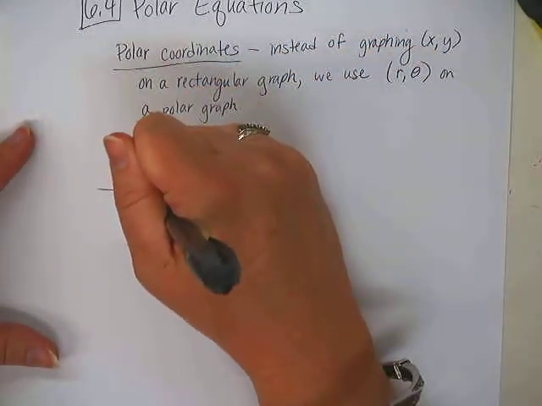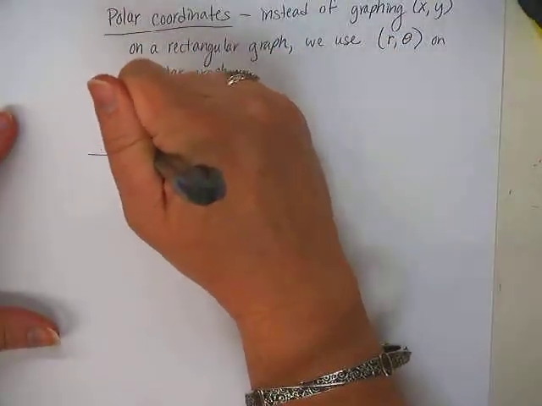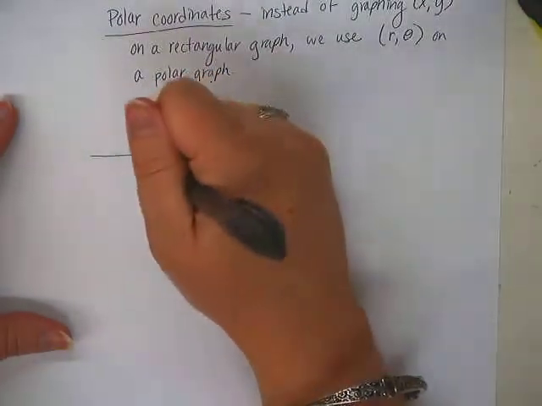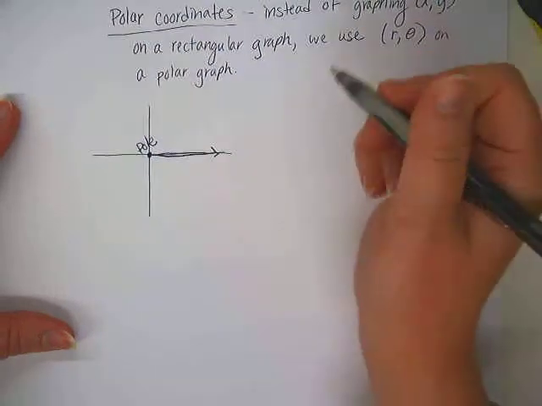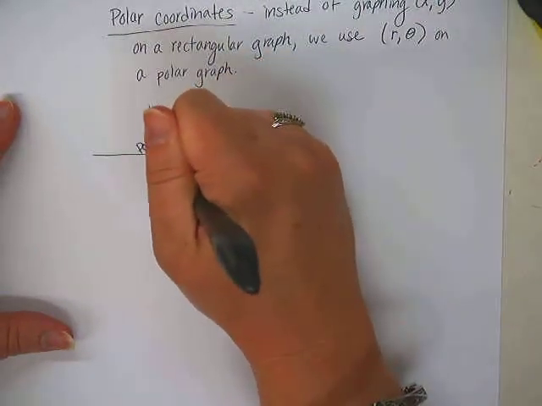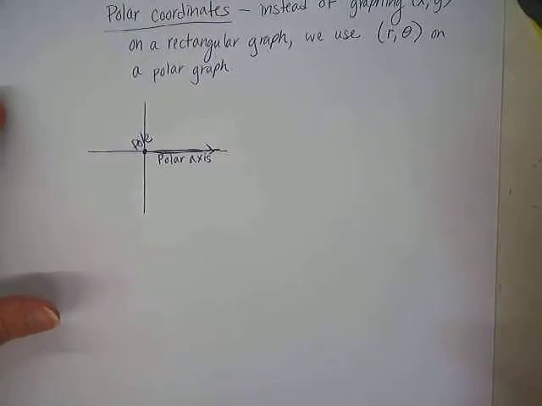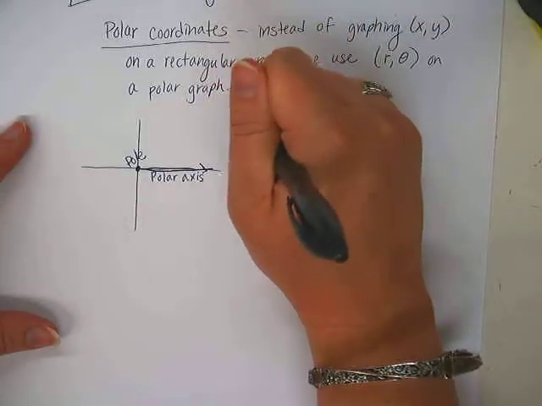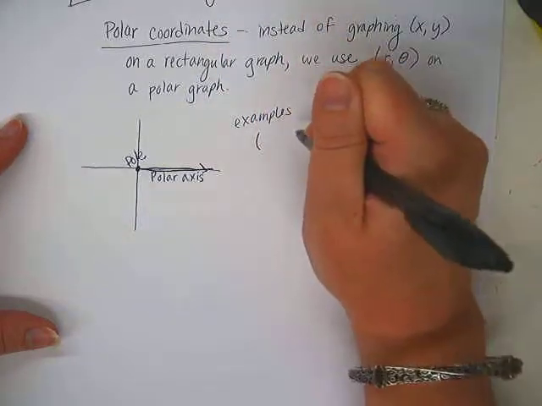Okay, so if this was a polar graph, instead of calling the origin, we now are going to call it the pole. And instead of calling the positive x-axis the positive x-axis, we are going to call it the polar axis. Okay? So then if we want to graph a point, let's do some examples.